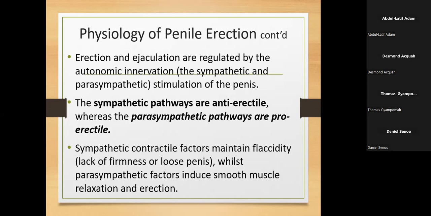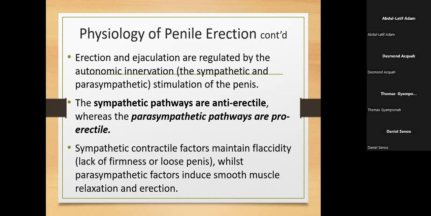Remember, we said that for the penis to erect, the arteries will have to relax. If you use the sympathetic pathway, they will rather contract the arteries. When they contract the arteries, the holes in the arteries become smaller, and therefore blood cannot flow through. If blood doesn't flow through, can it cause engorgement? Of course not. So when it says sympathetic pathways are anti-erectile, it means that they don't promote erection.